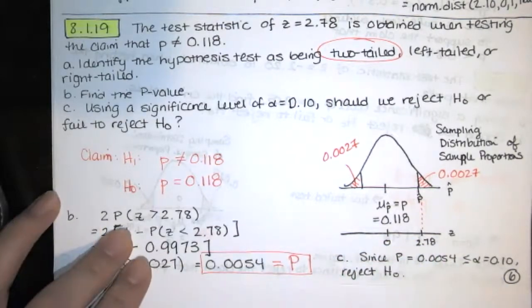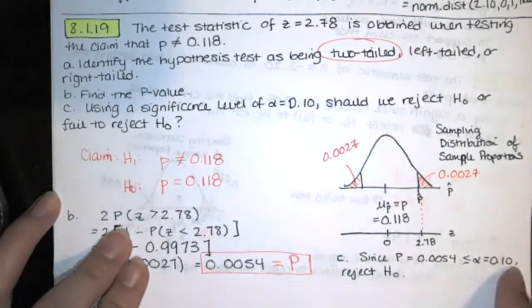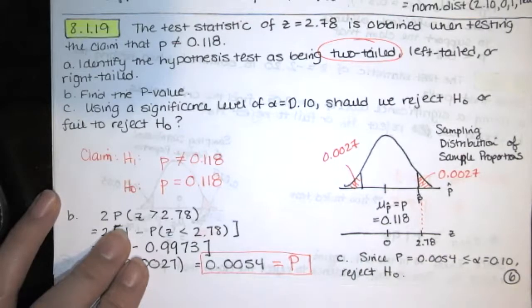I'm thinking through the rare event rule, but you don't have to. There's a mnemonic device for this: if P is low, the null must go. So if P is smaller than alpha, we reject the null. If P is greater than alpha, we fail to reject the null. If P is low, the null must go. If P is high, the null can fly. You can use that if you prefer, but I prefer to think through the rare event rule because I think it makes more sense.